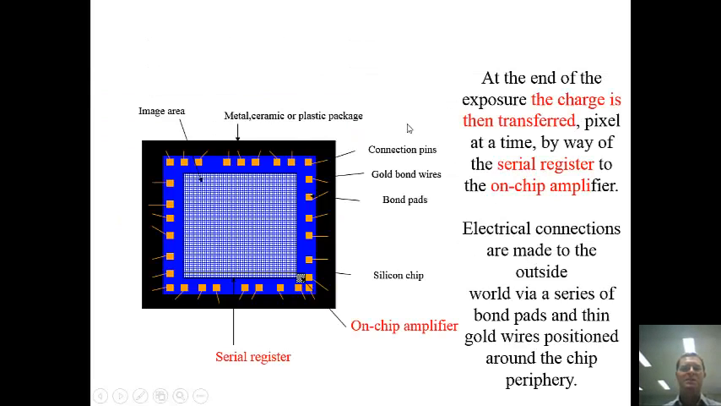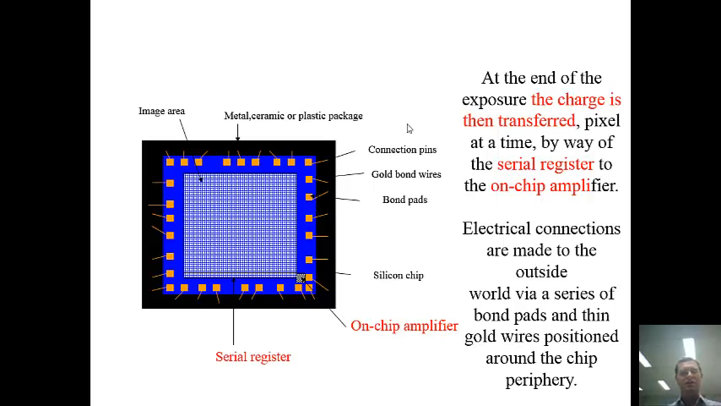So what happens is at the end of the exposure, an expended amount of time, the charge is then transferred. Okay, so this is done pixel by pixel at a time. So for every single pixel, we'll look at how much light has fallen on that point, and from there we're able to create a digital image.